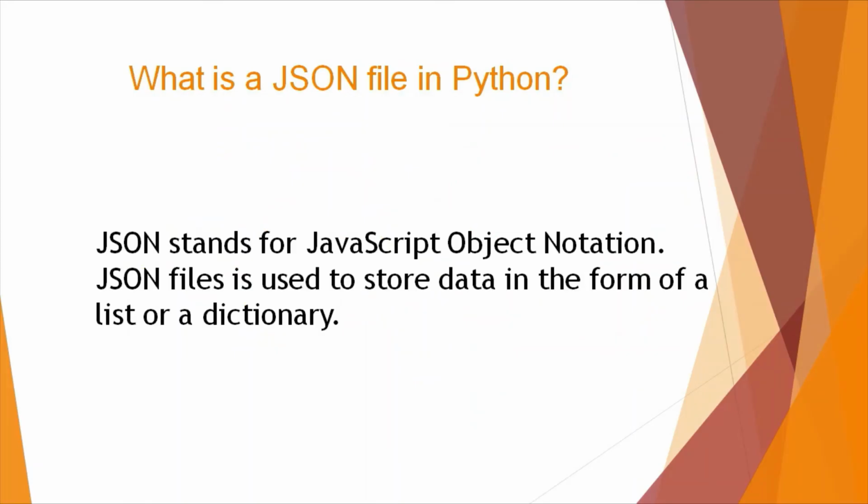So what is a JSON file in Python? JSON stands for JavaScript Object Notation, and it is used to store data in the form of a list or a dictionary. In .txt files, we store data in the form of strings, and in .csv, we store data in the form of comma separated values, that is an Excel file. But what if I want to store data in the form of a list or a dictionary? Then we will use JSON files. So let's go to PyCharm and discuss JSON files.